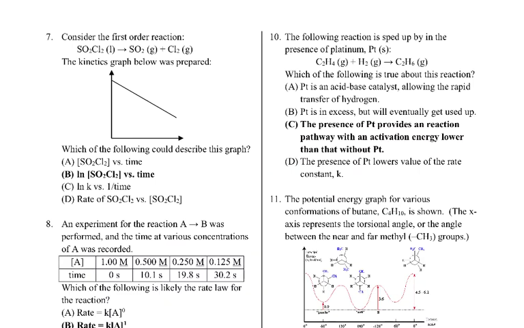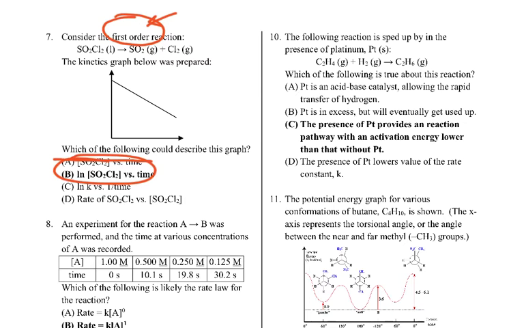Number 7. Which of the following could describe this graph? Okay, here's our reaction. The kinetics graph is shown. We got a straight line. So it's first order, there's an important piece. First order. So the concentration versus time, would that be a straight line? No, not at all. Because if it was zero order, that would be true. But since it says it's first order, then that would not be true. It would be a curve. The natural log of SO2Cl2 versus time. Yes. First order, natural log versus time, that would be true.